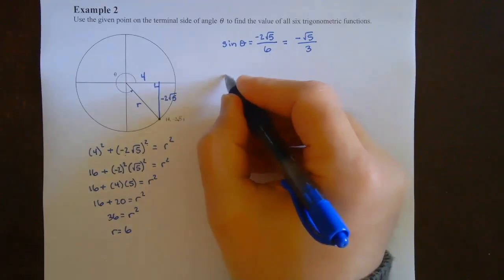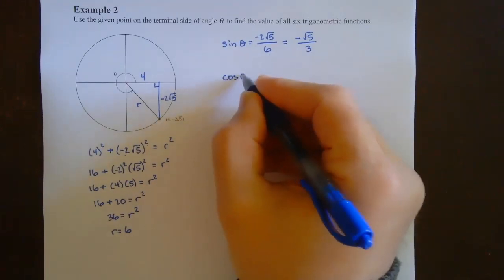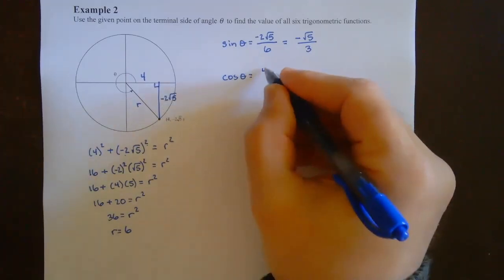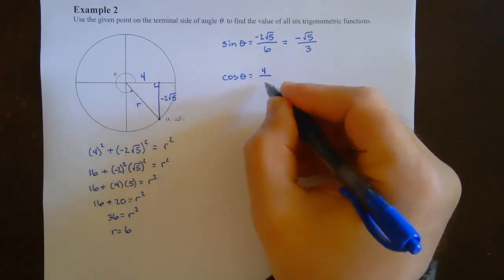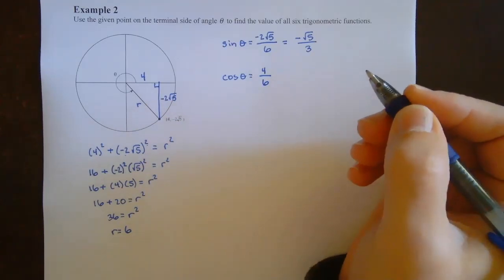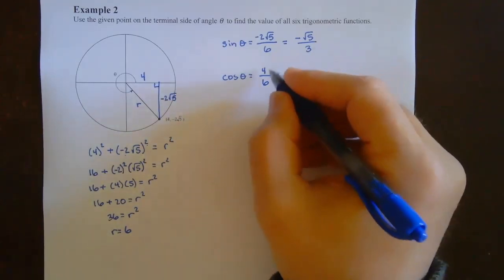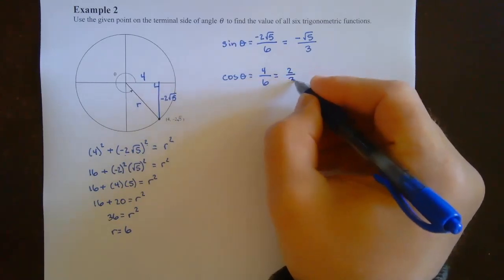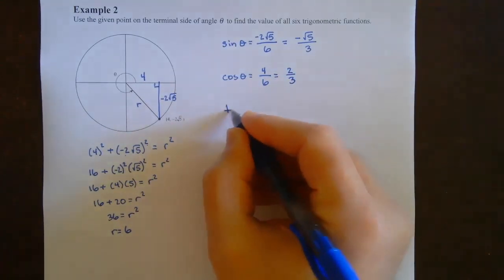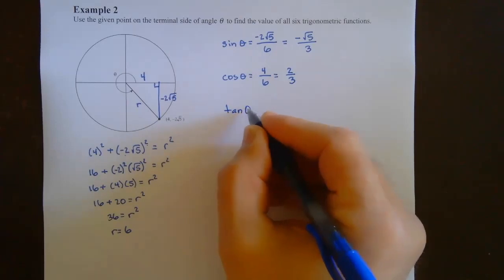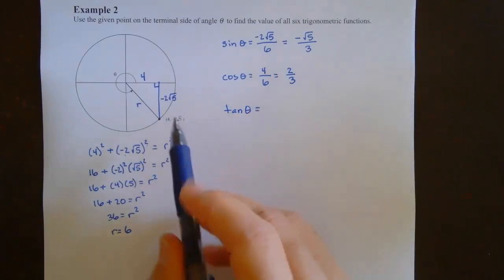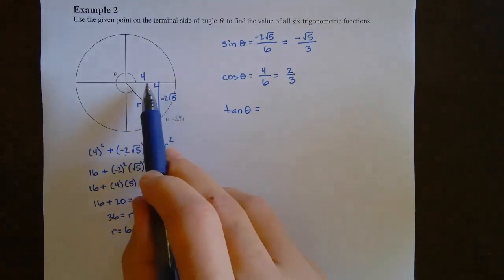Cosine of angle theta is x over r. So our x is 4 and our r is 6. So cosine of theta is 4 over 6. But there's a better answer, right? Because both those are multiples of 2. Okay, so this becomes 2 over 3. Okay, and then tan theta. Okay, so tan theta is y over x. So that'd be negative 2 square root of 5 over 4.